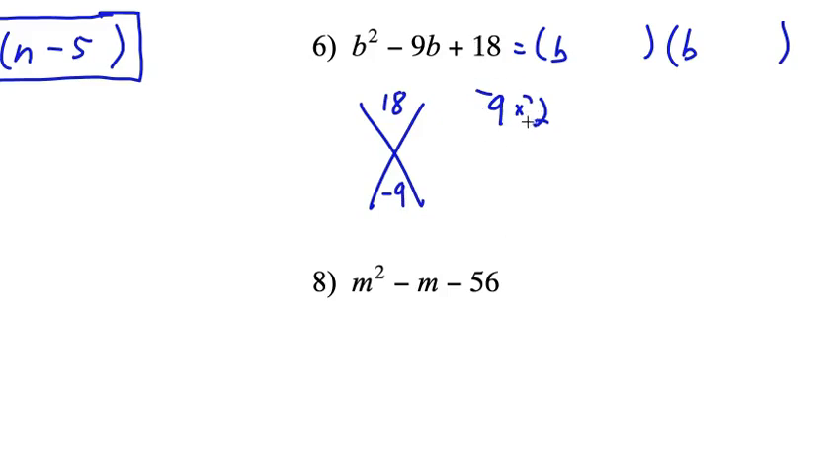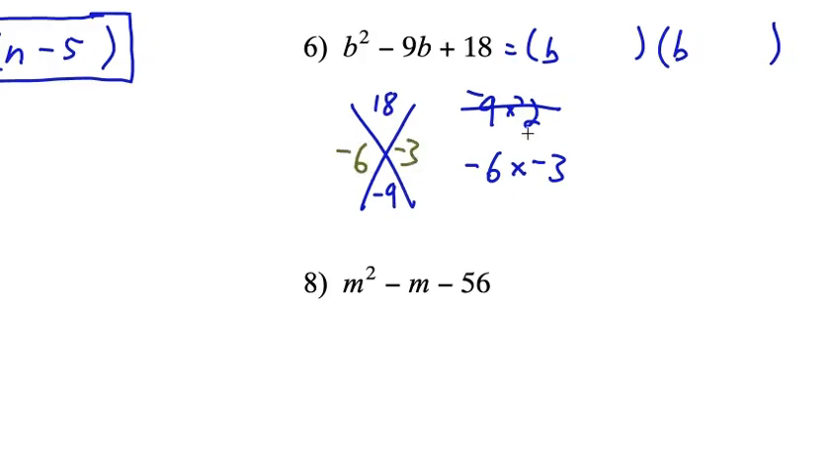But these add up to negative 11, not negative 9, like we wanted. So those aren't the ones. But negative 6 times negative 3, those have a sum of negative 9, and they also have a product of 18. So we found our two winning numbers here. So our factors are b minus 6 times b minus 3.